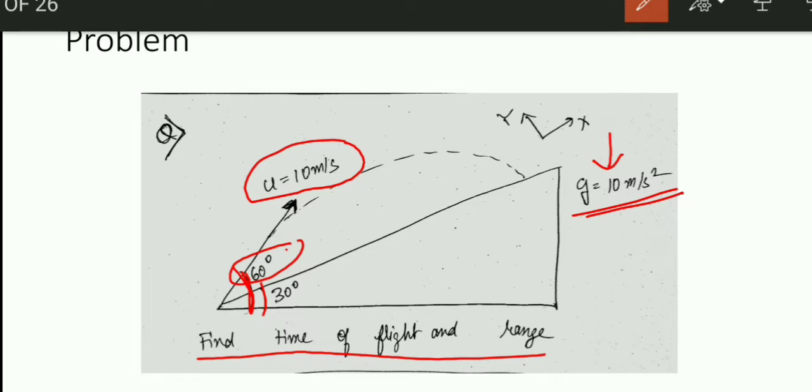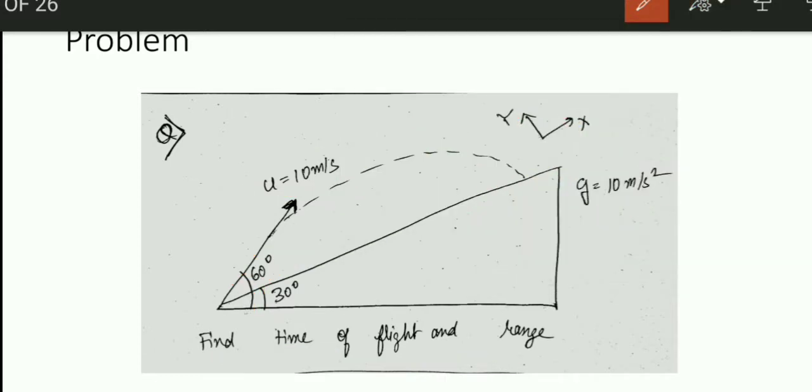Now how to approach this? Okay, we will take some axis. It is given here, but in the exam it won't be given. Along the inclined plane, that is x-axis, and perpendicular to the inclined plane, that is y-axis. Okay.